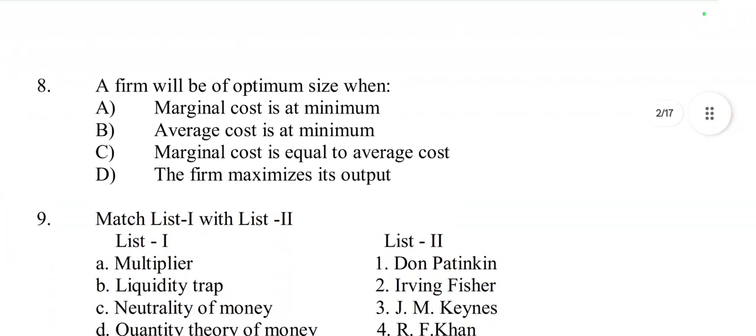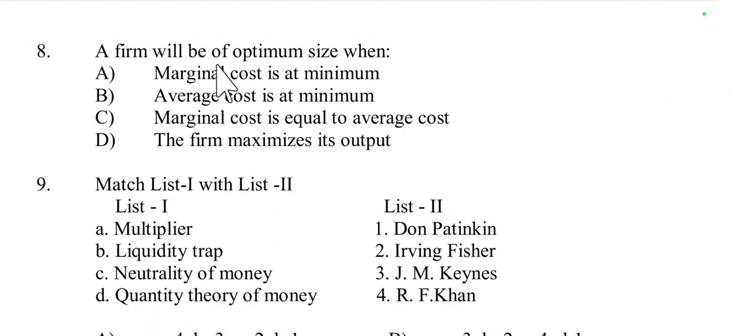Then question number 8. A firm will be of optimum size when?